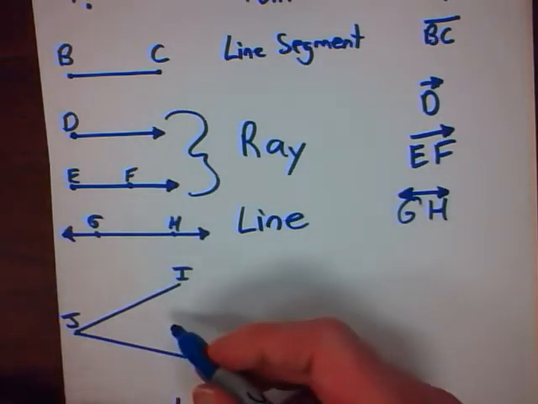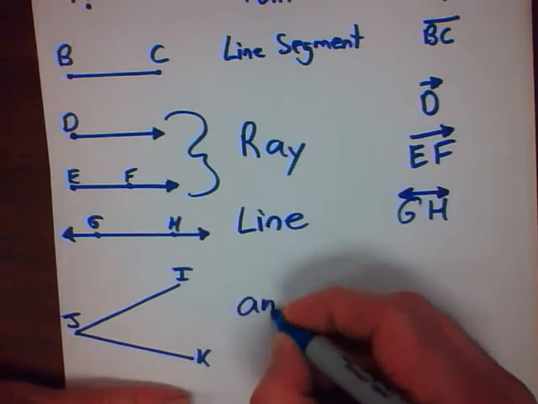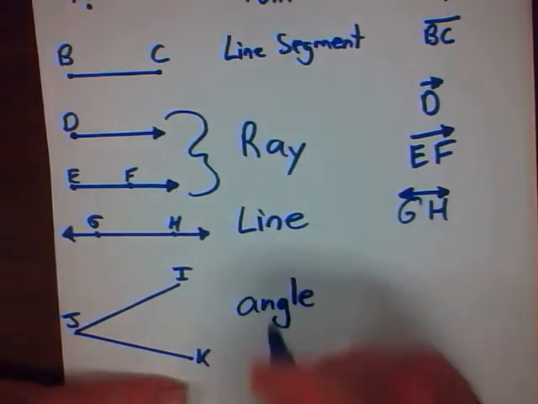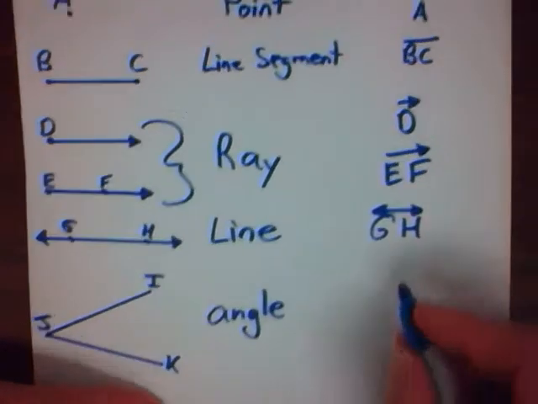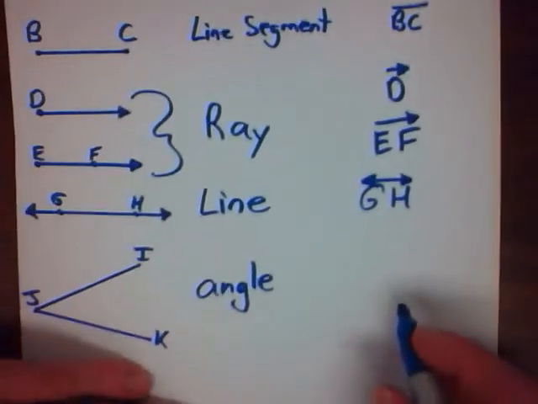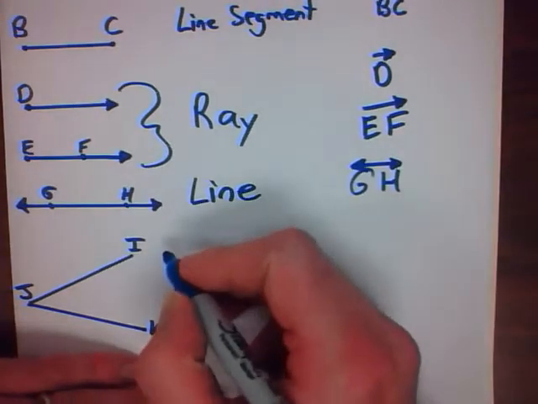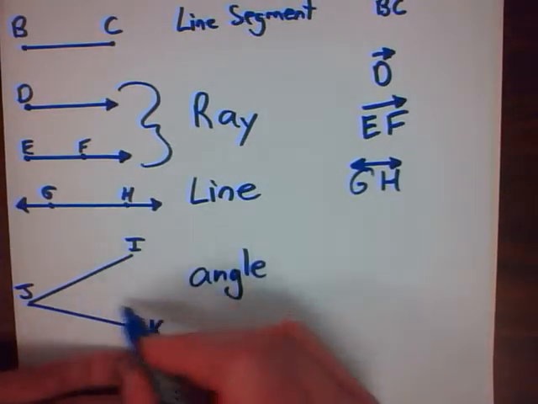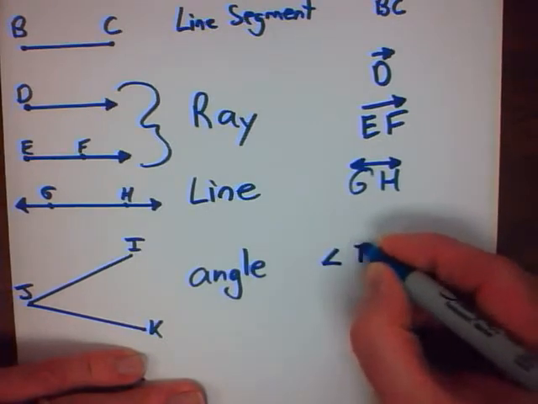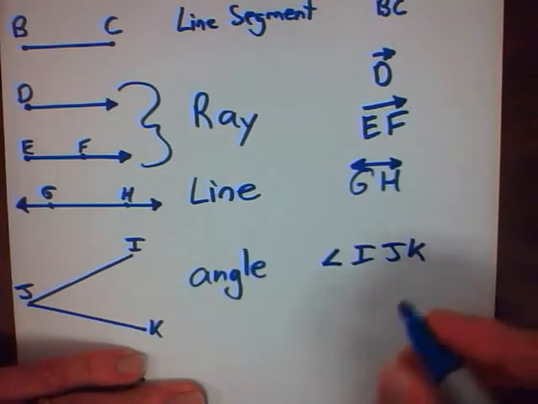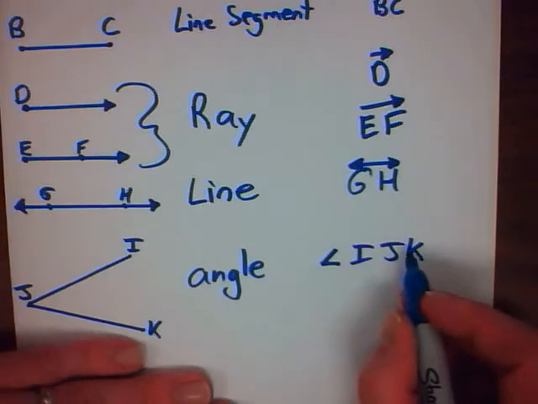Now we have an angle. We'll learn a lot more about angles in a little while. But how is this named? If we want to name it and give it a specific name, we can call this angle IJK. In the short form, angle IJK. Now, the order of the letters does matter.